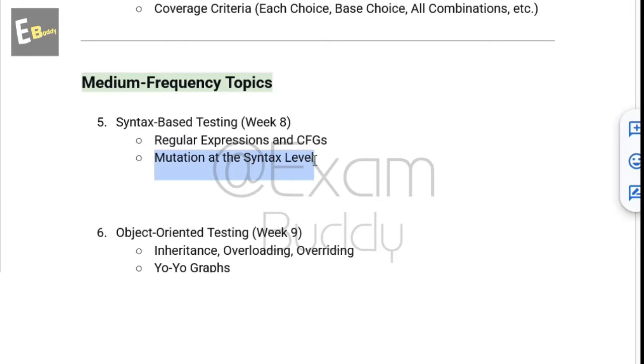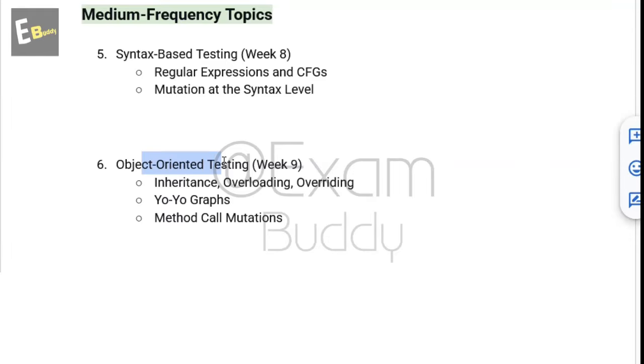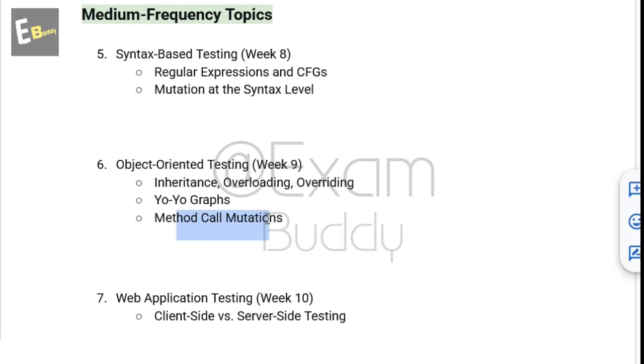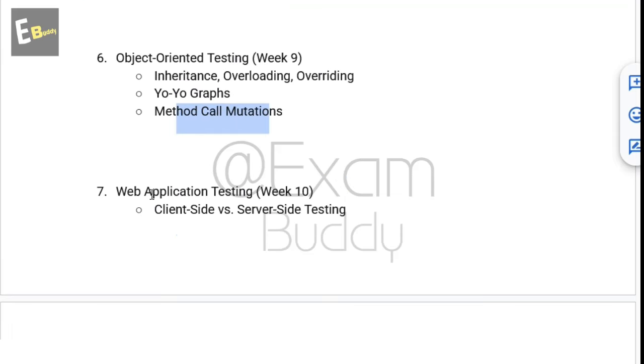And the sixth one is object-oriented testing. It is related to week 9. In object-oriented testing, you have to study inheritance, overloading, overriding, and the yo-yo graph method called mutation. And the seventh one is web application testing. It is related to week 10. You have to study client-side versus server-side testing, input validation, navigation, and control flow in web apps.